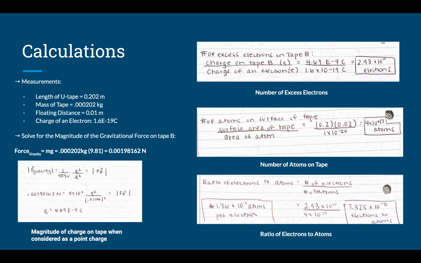For the purpose of time, I'll just state the results of the rest of my calculations, but I've included the step-by-step process to reach these results. The charge of the tape when considered a point charge was found to be 4.69 e-9 coulombs. The number of excess electrons was 2.93 times 10 to the 10th electrons. The number of atoms on the tape was 4 times 10 to the 17th, and the ratio of atoms to electrons was 7.325 times 10 to the negative 8th.